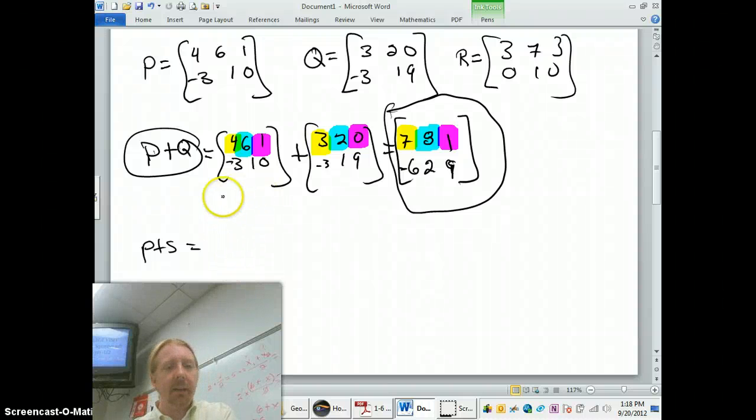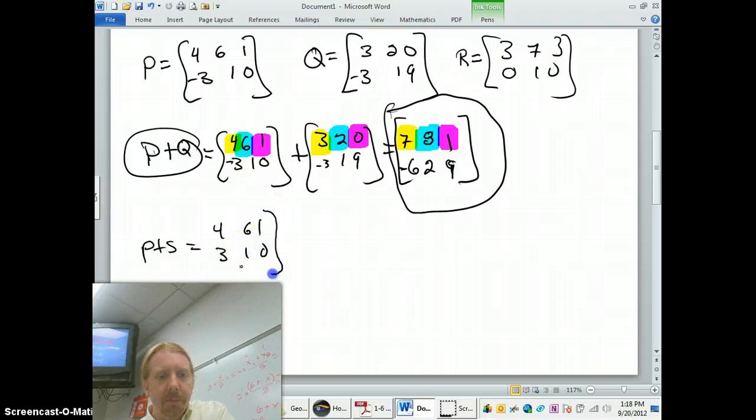Okay, so let's do that again. P is 4, 6, 1, negative 3, 1, 0. R, should be an R. We'll talk about S in a second. R is 3, 7, 3, 0, 1, 0.